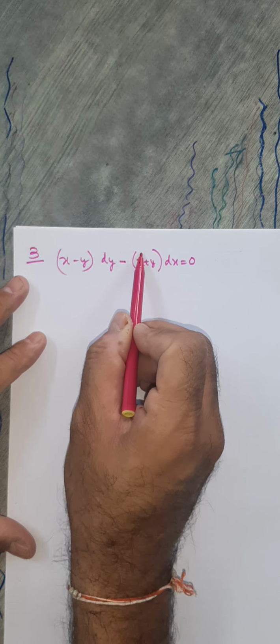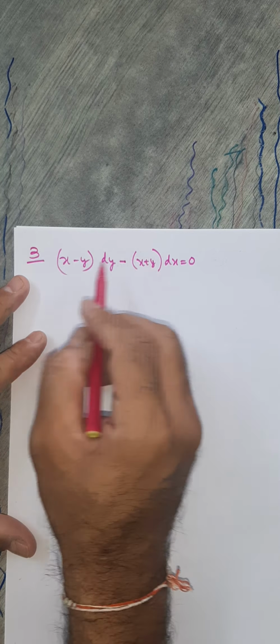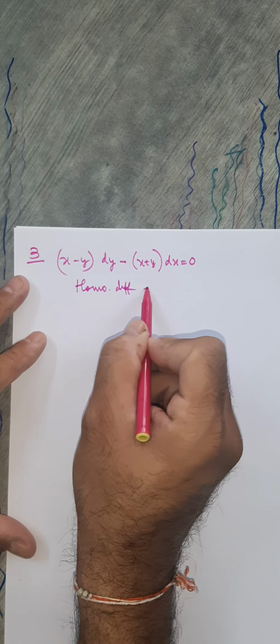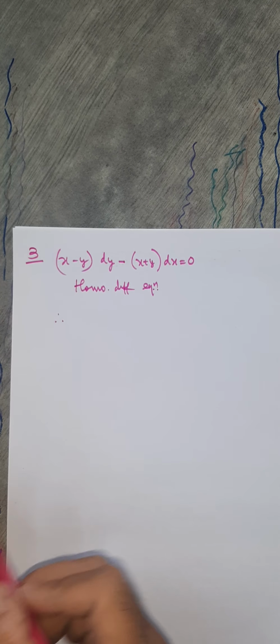Power of each term: here 1, here 1, here 1, here 1. So this is a homogeneous differential equation, remember, that you need to observe. Now once it is a homogeneous differential equation, you can express it in which form?